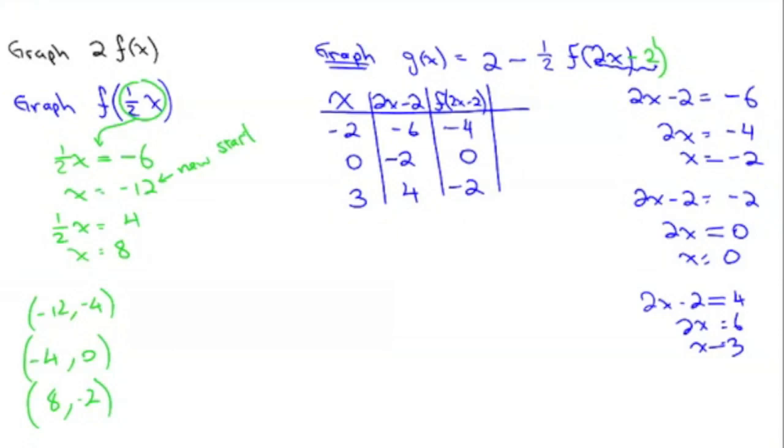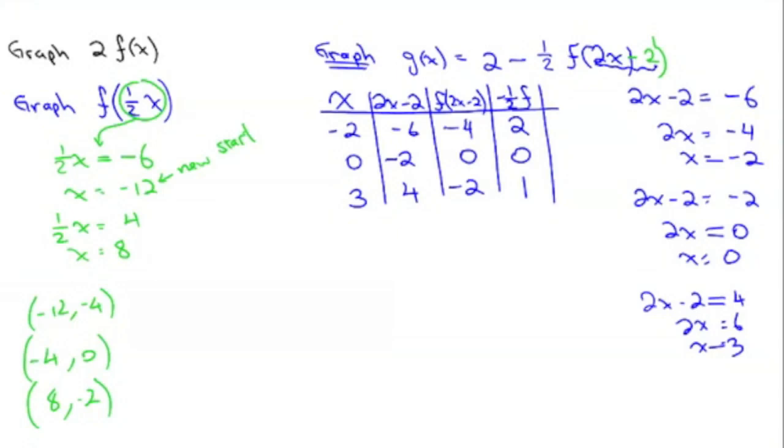Then we want to take that and halve it. Negative half it. So negative 1/2 of our f answer. Negative 1/2 of negative 4 is positive 2. Negative 1/2 of 0 is 0. Negative 1/2 of negative 2 is 1.